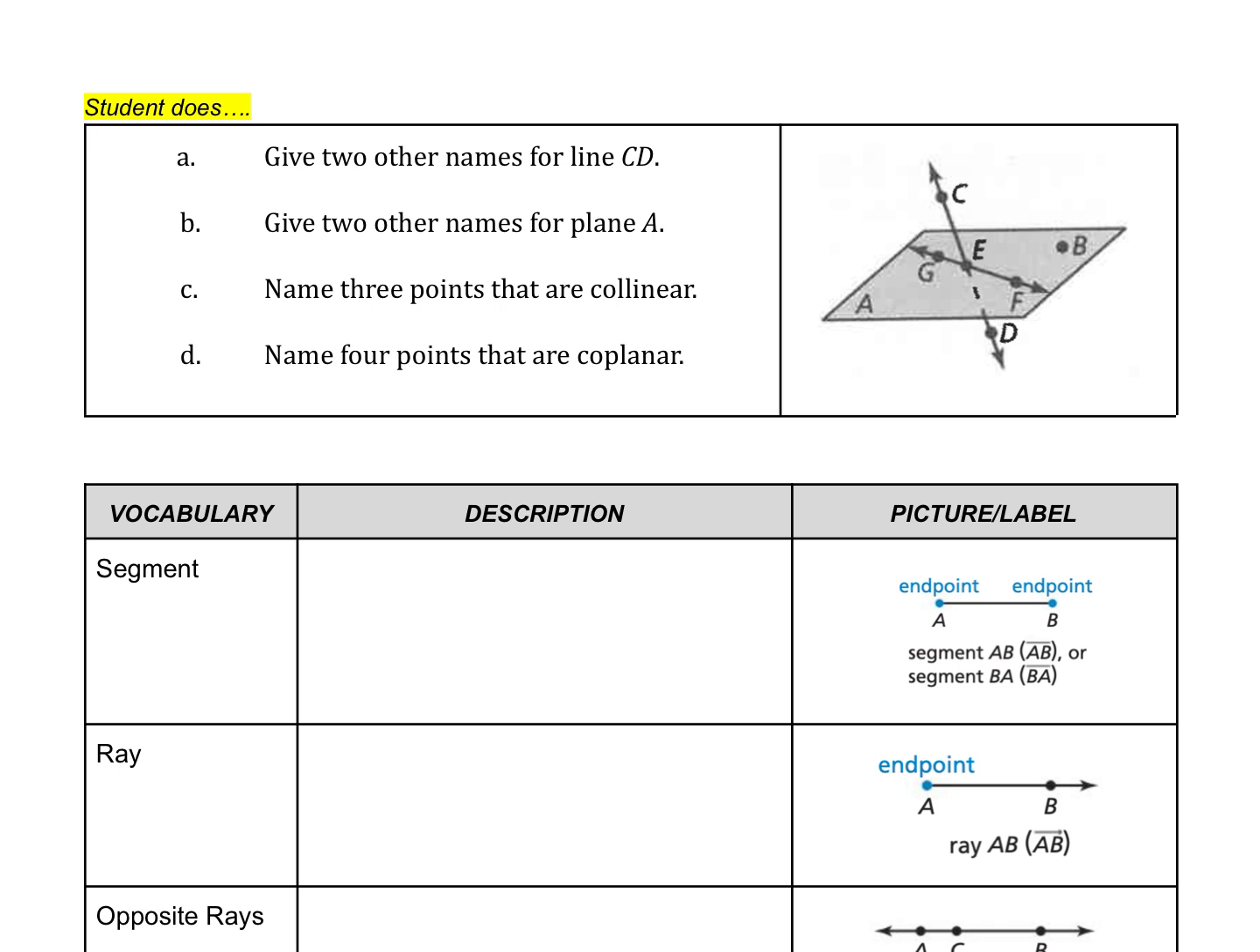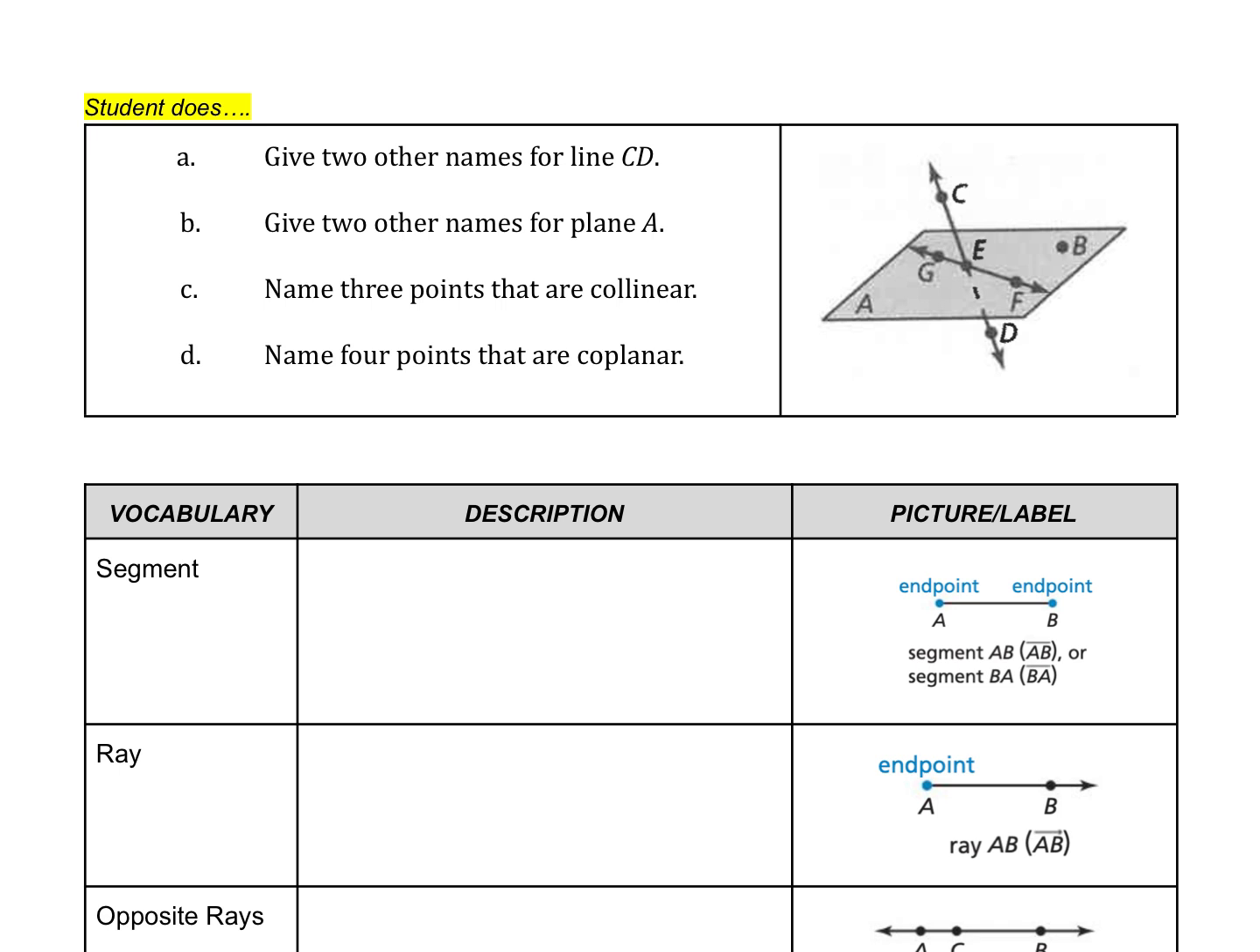Okay, here are some possible answers. These are not all of the answers. 2 other names for a line: pick 2 points on that line. You have to have a line above to show that it's a line. Just writing CE is not enough, or CD is not enough.